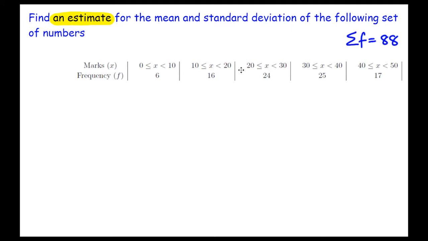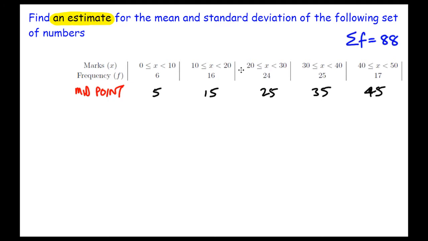So firstly, let's go ahead and find some midpoints. In the middle of 0 and 10, right in the middle is 5. Midpoint over here is 15, followed by 25, 35, and 45. Be careful to double check this every time. These seem to follow a pattern, but that's not guaranteed to happen.